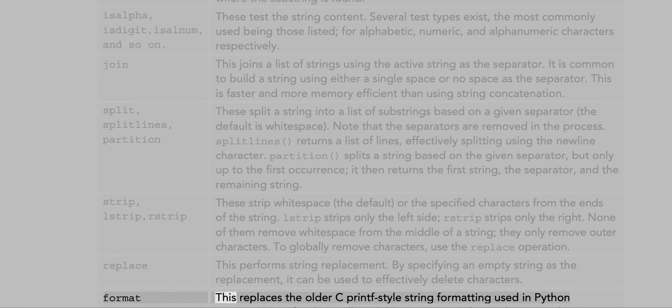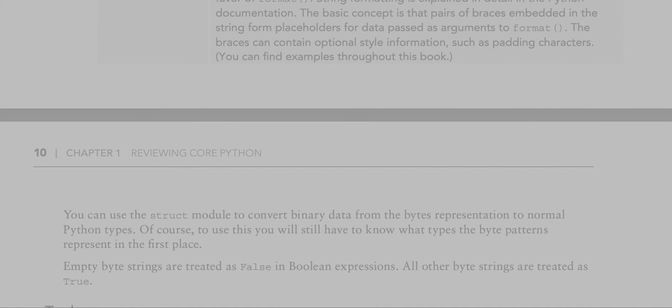Format. This replaces the older C printf style string formatting used in Python version 2. Printf style is still available in version 3, but is deprecated in favor of format. String formatting is explained in detail in the Python documentation. The basic concept is that pairs of braces embedded in the string form placeholders for data passed as arguments to format. The braces can contain optional style information, such as padding characters. You can find examples throughout this book.